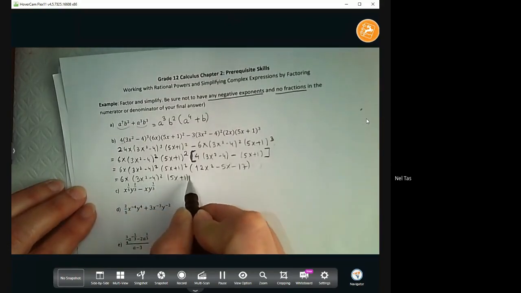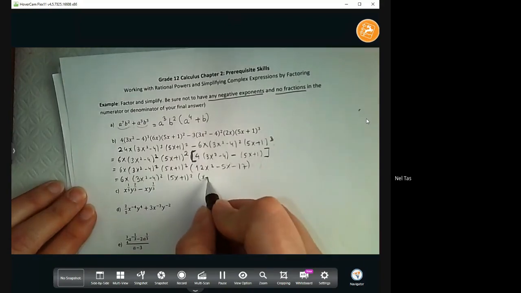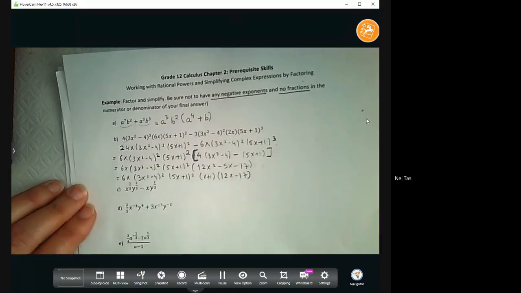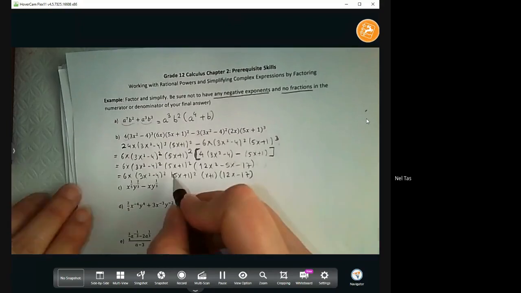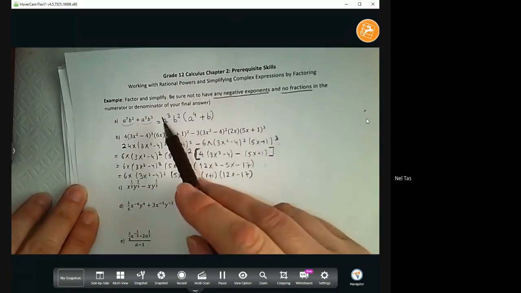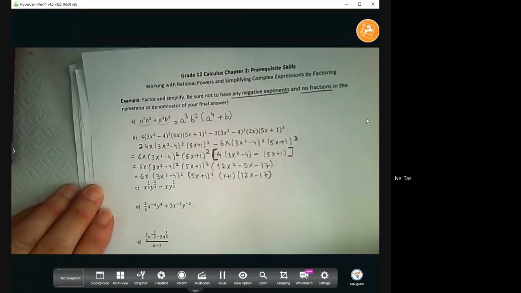Okay, so if we factor this trinomial, we get x plus 1, 12x minus 17. So now we factored everything. No negative exponent, no fractions in numerator or denominator. So that's the final answer. So let's look at C now.